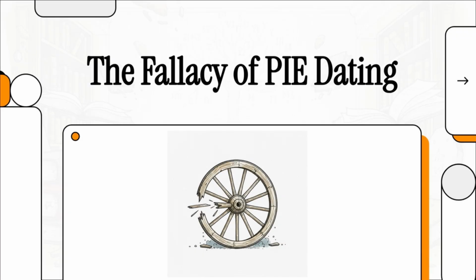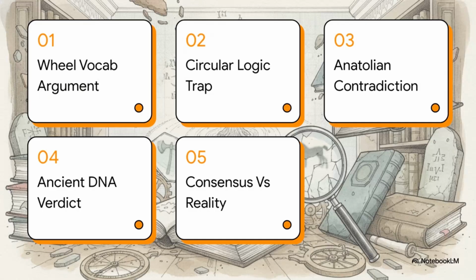Now, for decades, a very specific consensus has dominated the history books, claiming we know exactly when and where this language was spoken based on reconstructed vocabulary. But as we're going to see today, when we actually put this evidence under the microscope, the story changes dramatically. Here's our roadmap for today. We'll cover the wheel vocabulary argument, the circular logic trap, the Anatolian contradiction, the ancient DNA verdict, and finally, consensus versus reality. Let's get into it.